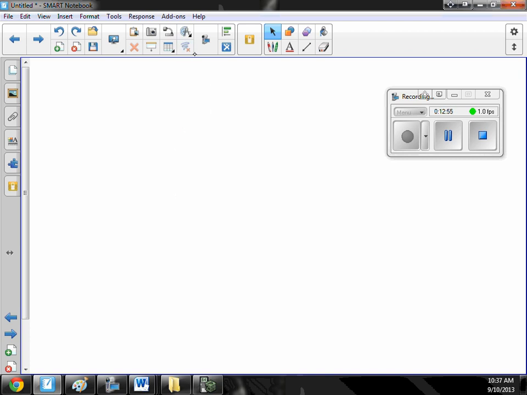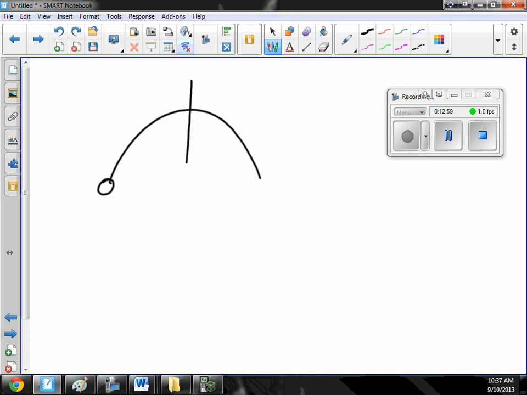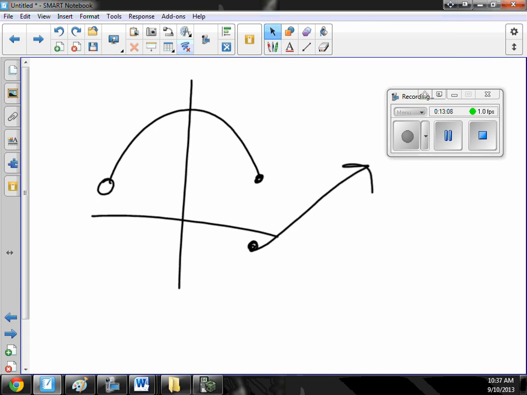What about, is that a function? So you say no, where is the problem? Right there. It hits both the top and the bottom, so it's not a function. Okay? So now we're going to look at domain and range.